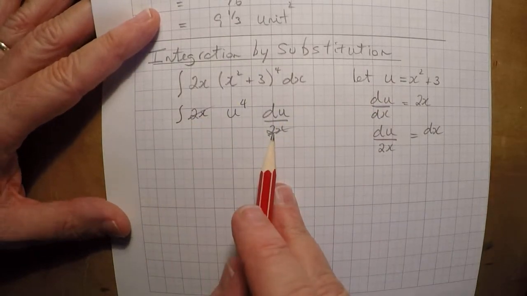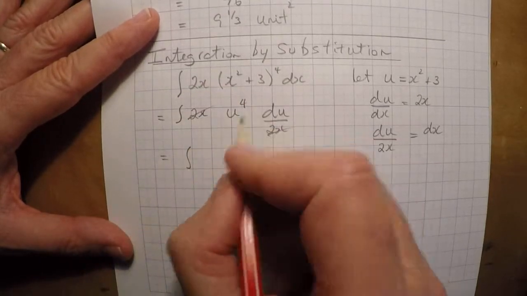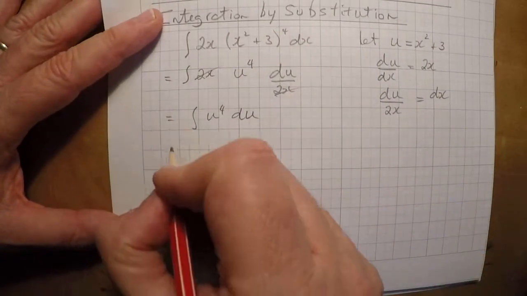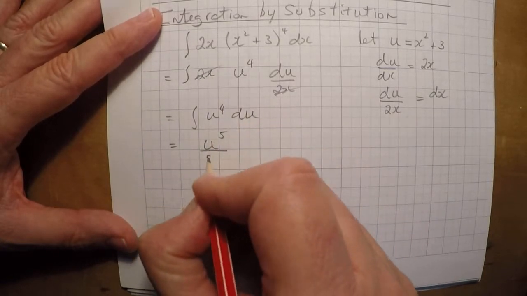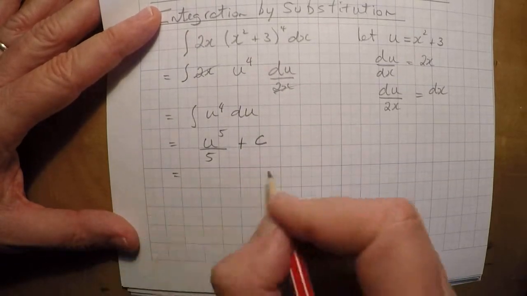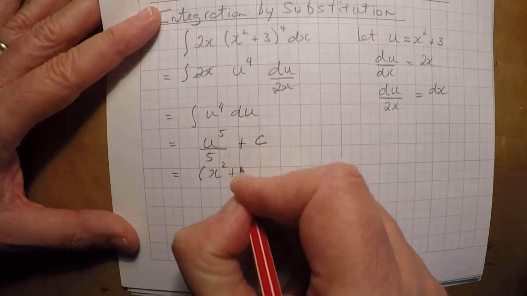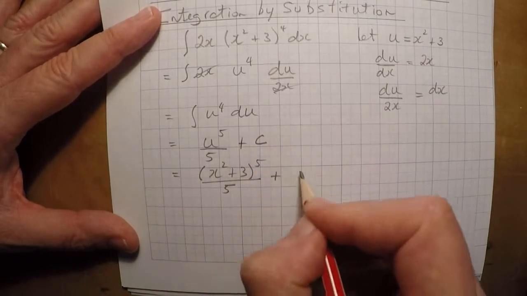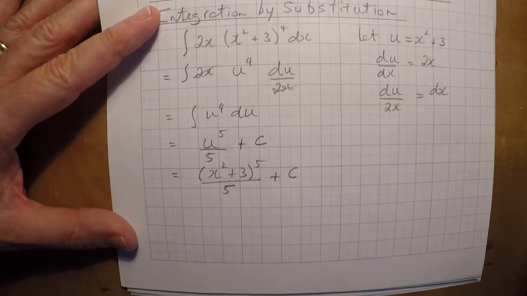That's the part that made our life so much easier. So we have an integral of u to the fourth du, and that's a very straightforward integral. This would be u to the power 5 divided by the new power 5 plus our constant of integration. And when I write this with the substitution, x squared plus 3 to the power 5 all divided by 5 plus our constant, that's the quick easy way to do this integral.